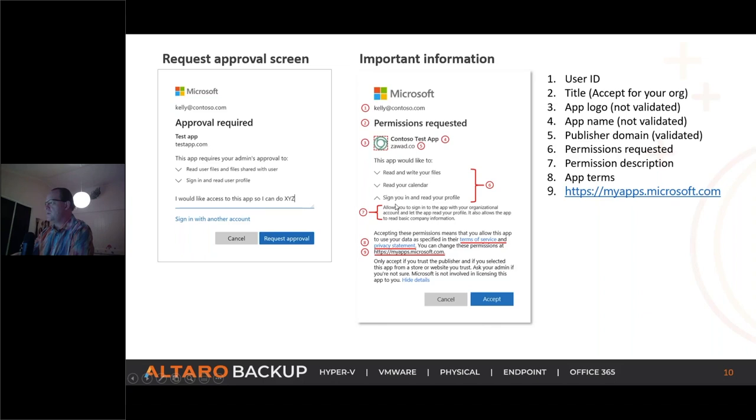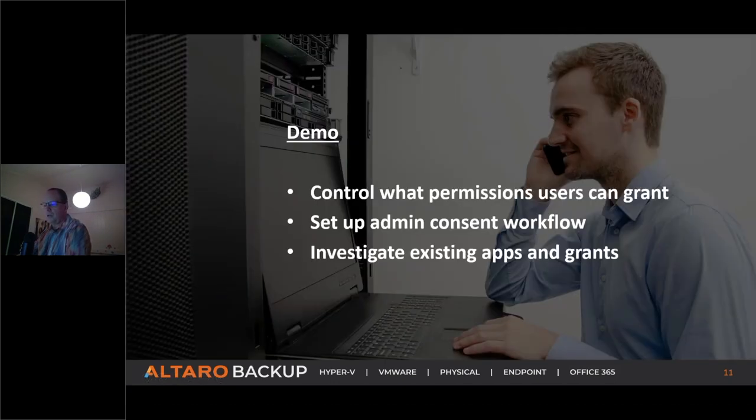Then we can see the permissions it's asking for, and if you click one of these chevrons, it's going to break down exactly what that permission means. We've got a terms of service and a privacy statement, and you can go to the myapps.microsoft.com link to see what applications you have installed and what permissions they have. So rather than talking to slides, let's do a little bit of a demo.